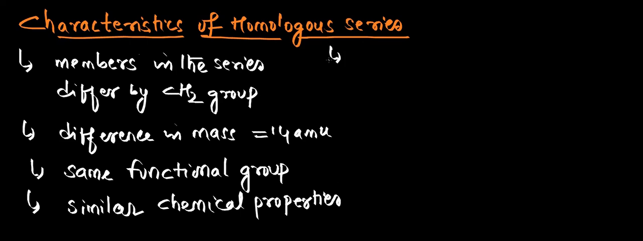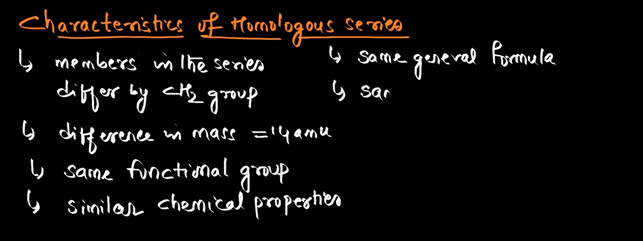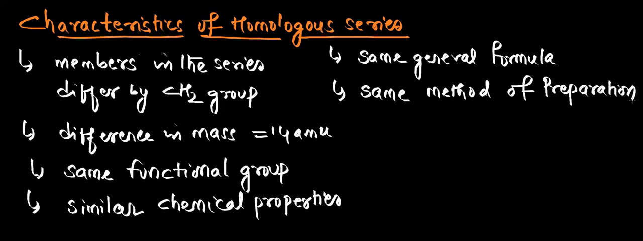And as the functional group is the same, they will have the same general formula. Suppose you take alkane members like methane, ethane, propane, every member in the alkane family has the same general formula, that is CnH2n+2. Now same functional group, so they will have the same method of preparation. The preparation methods that we use for preparing the members will be almost the same. Then what will be different? They differ in physical properties. Physical properties of homologues will be different.